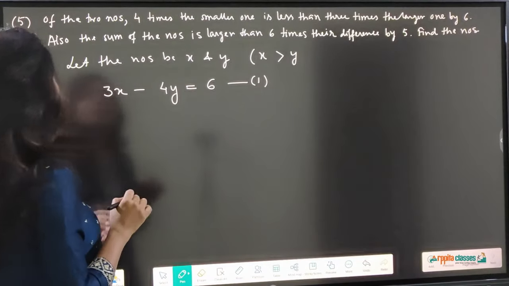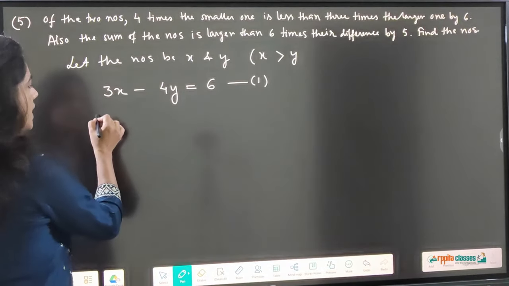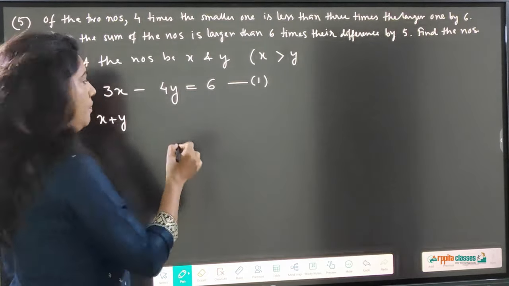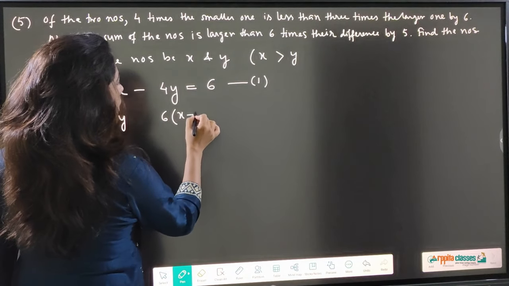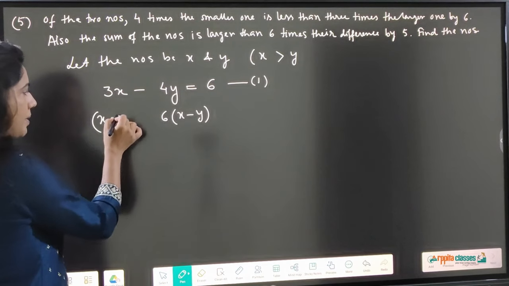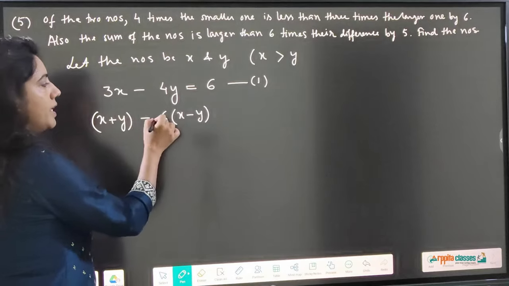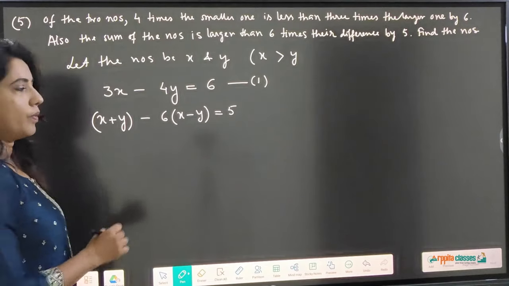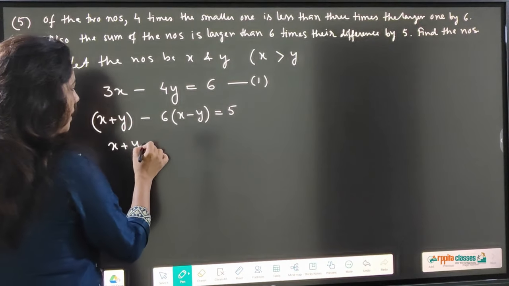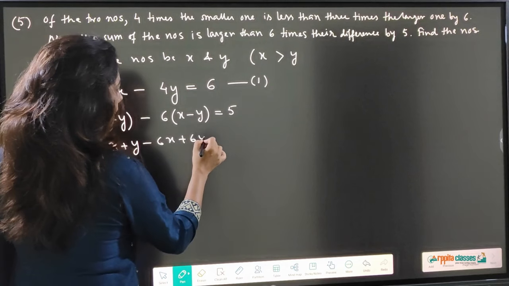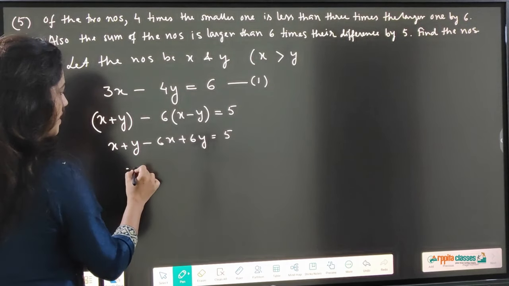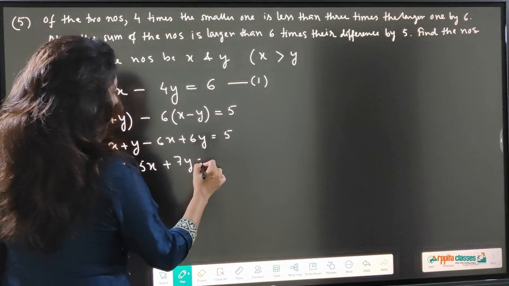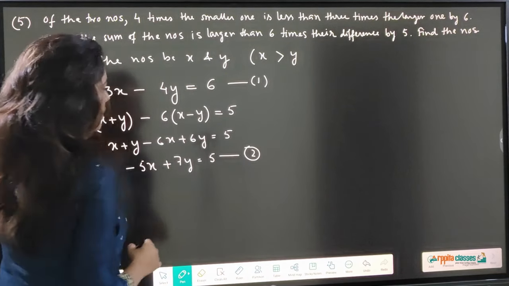Now the second one they are saying, also the sum of the numbers is larger than 6 times their difference. Sum of the numbers is x plus y. 6 times their difference is 6 whole into x minus y. So the sum of the numbers x plus y is larger than 6 times their difference, and that is larger by how much? By 5. So this is my second equation. We'll solve it. x plus y minus 6x plus 6y is equal to 5, or x minus 6x is minus 5x. Minus 5x plus 7y is equal to 5. This is my second equation.